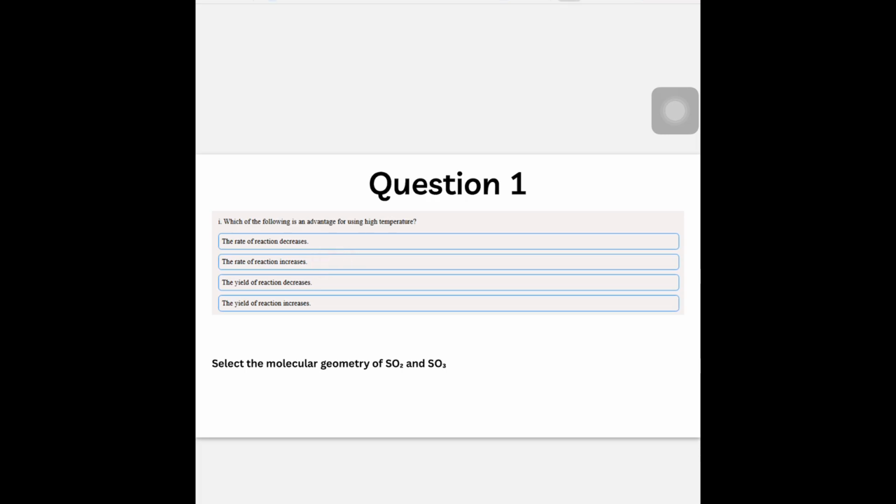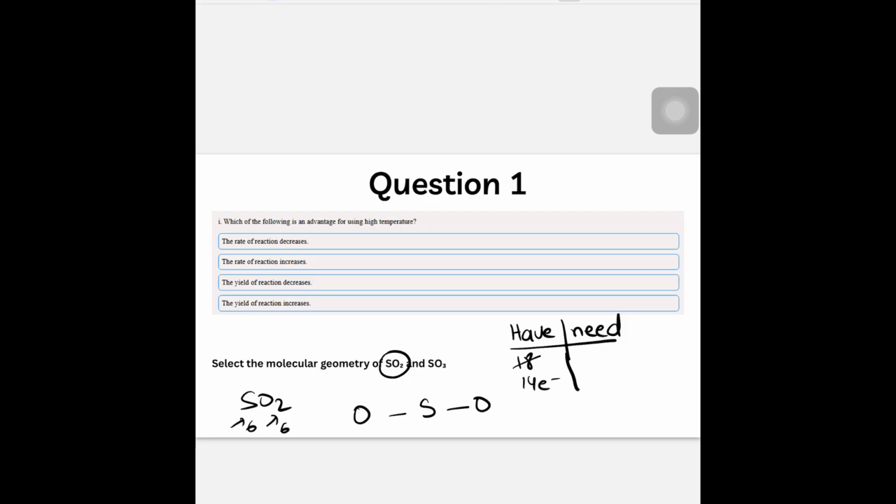So select the molecular geometry of SO2 and SO3. Now, to solve this question, first I will use the have and need method. And I'm going to start with SO2. Now for SO2, I have to first count how many valence electrons I have. So sulfur has 6, oxygen also has 6, but I have 2 oxygen atoms, so I have 12 plus 6, so I have 18 electrons. So first I'm going to draw the S, and I'm going to connect the sulfur with the oxygen atoms. And since I drew 2 lines, I used 4 electrons, so now I'm left with 14 electrons.